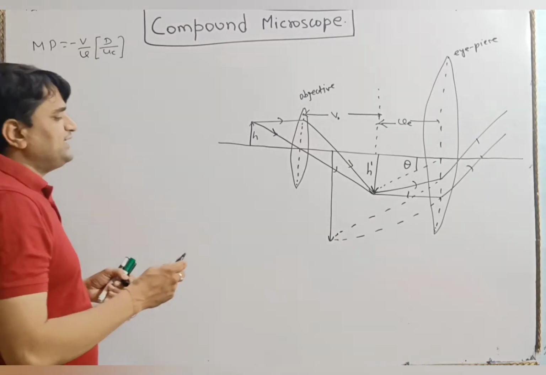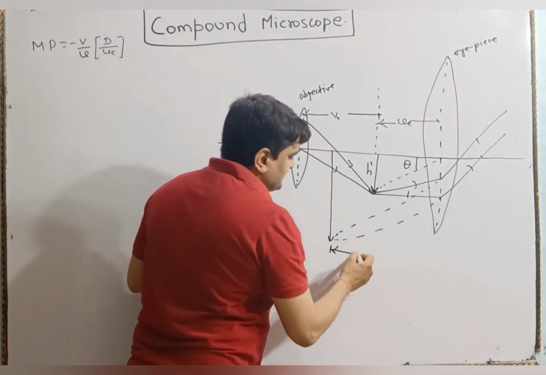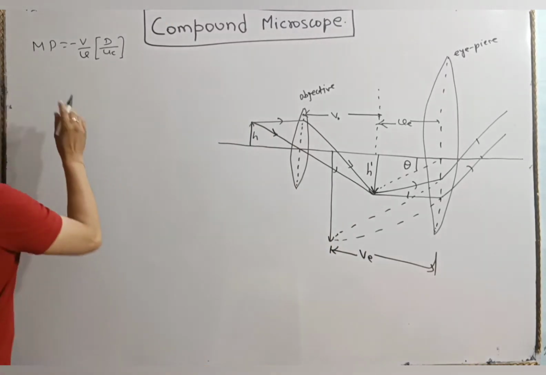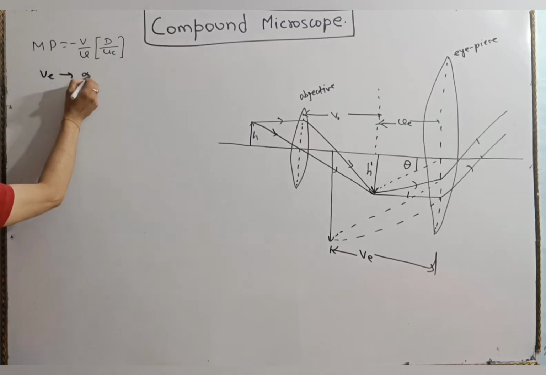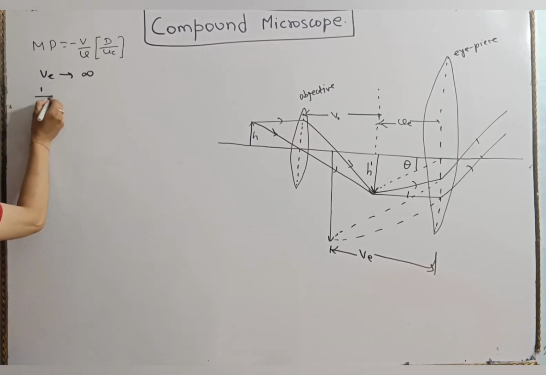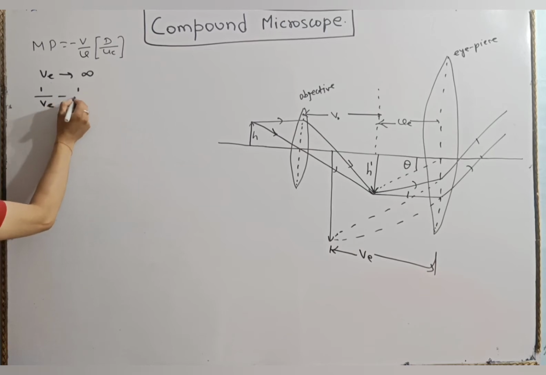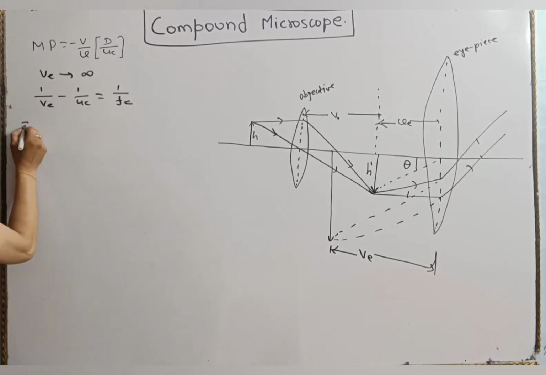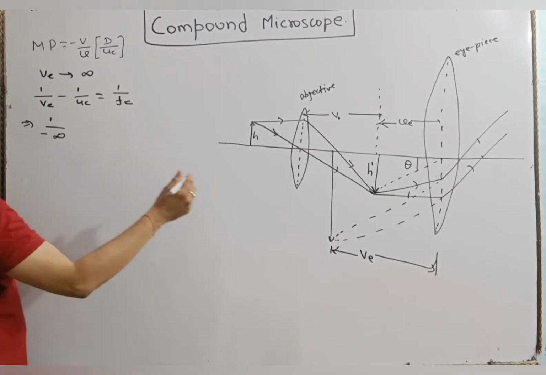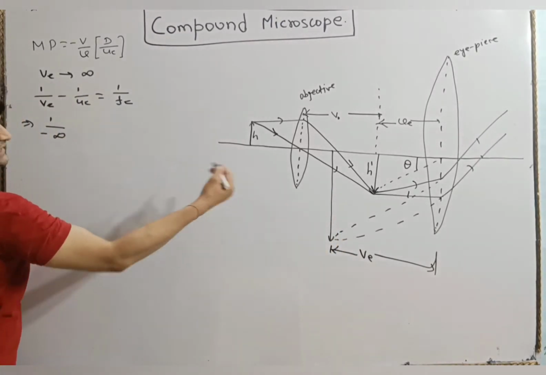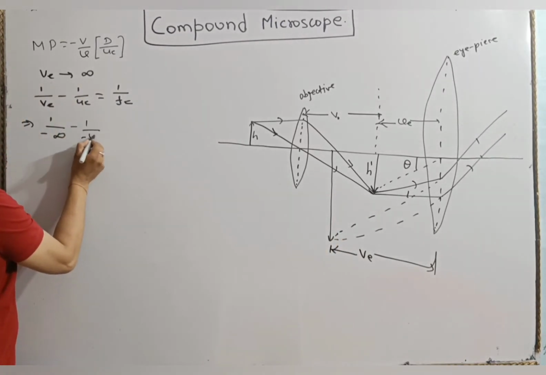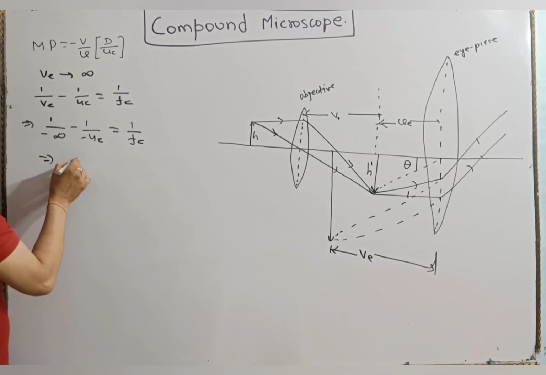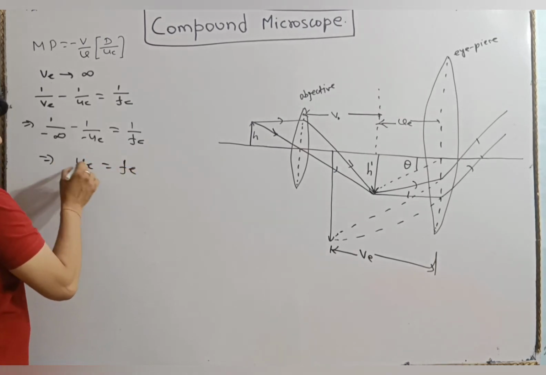Far point means the final image, this is the final image VE, is formed at infinity. If VE is at infinity, we have the formula 1 upon VE minus 1 upon UE must be equal to 1 upon FE. In this case, it will be minus infinity because the image is formed on the left side and the object is also on the left side. So it will be minus UE, and that is equal to FE. 1 upon infinity is 0. From here, UE will be FE.